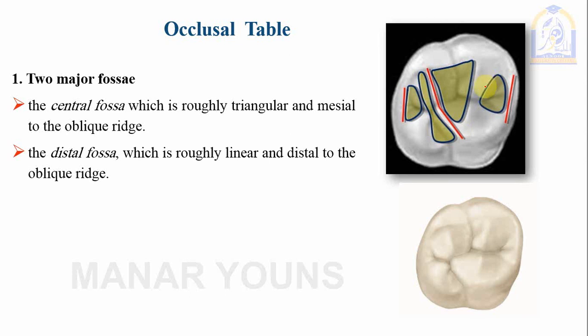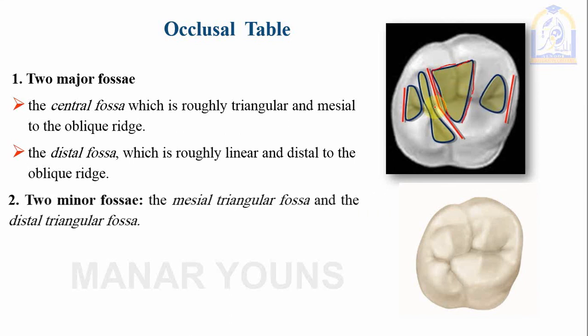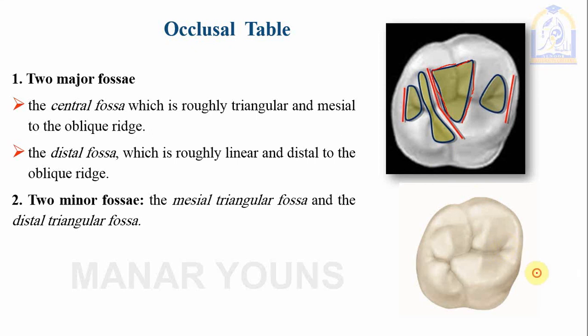The central fossa is characterized by having a central pit in its center. Many grooves radiate from this pit in different directions. The two minor fossae are the mesial triangular fossa, which is located just distal to the mesial marginal ridge, and the distal triangular fossa, which is located just mesial to the distal marginal ridge.